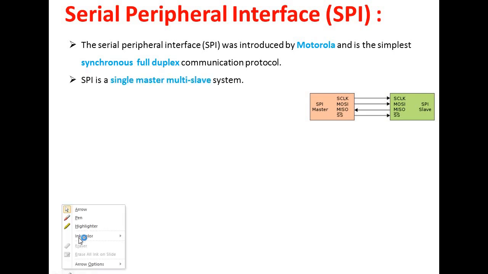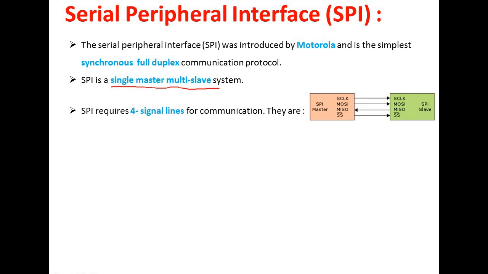Remember this one: SPI is a single master multi-slave system. There will be a single master and the slaves will be multiple. You may have any number of slaves. And the SPI interface can be either 3-wire or 4-wire. Here we will focus on the 4-wire SPI interface, which is more popular.